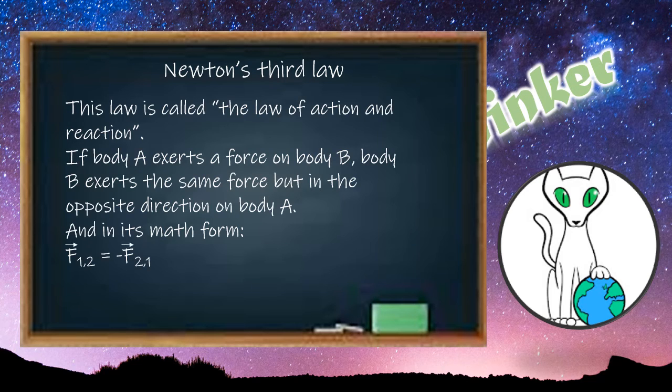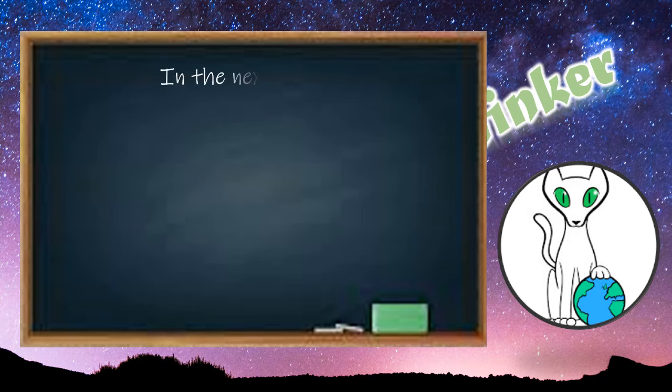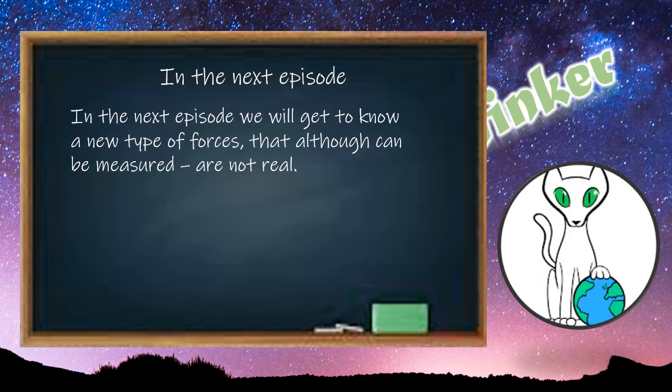The third law was given the name law of action and reaction, and it sounds like this. For every action there is an equal and opposite reaction. That is, any force that body A exerts on body B exerts the same force in its magnitude but in the opposite direction. This is why when you pull a thread, you feel pulled to it in some way. In the next episode, we will talk about another type of forces that, although they can be measured, are not really forces.